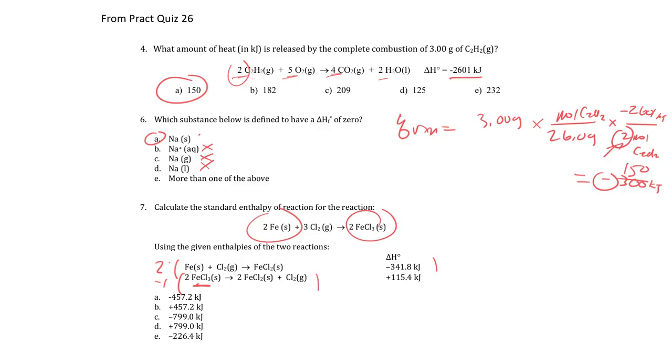So if I could write these out, show the flipping, but all I really need to do is see I need this over here, 2 of them, and it's on the reactant side, so I flip the side here, and then I double the magnitude here. So it should be 2 times negative 341 minus 115. So I get negative 799.